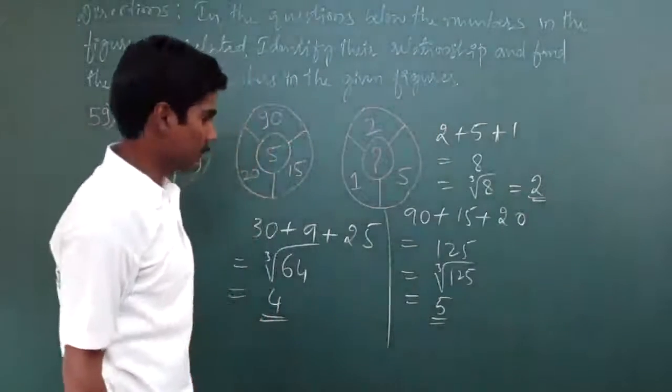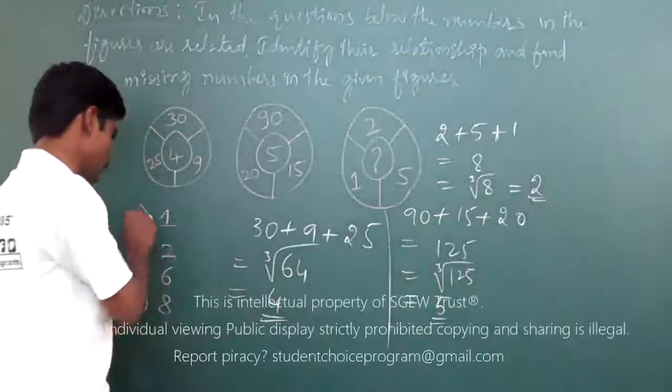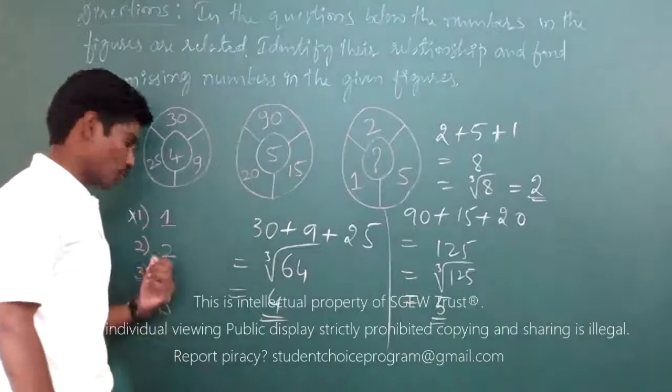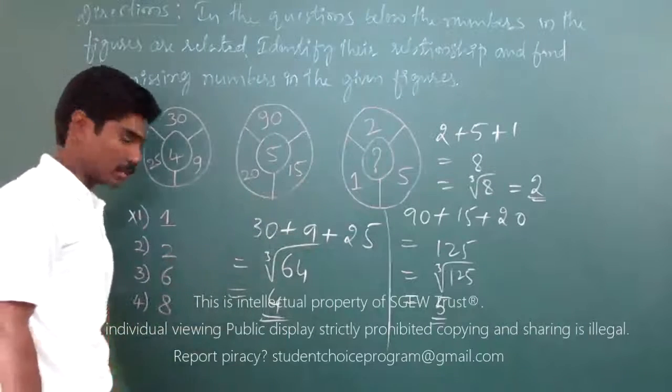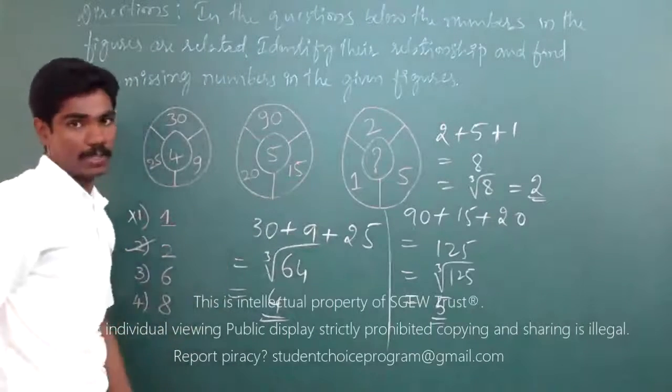Okay. Now let us check the given options. The first option is 1. This is wrong. The second option is 2, which matches with our result. Therefore option 2 is the right option.